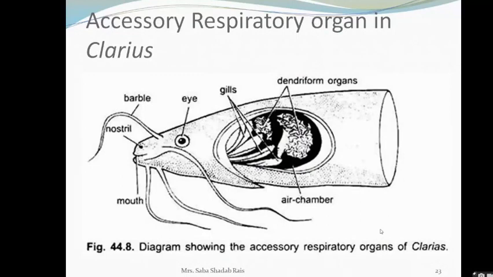The Clarius respiratory organ will be the gills only, but the accessory respiratory organ will be the arborescent organ. So when we talk about the catfish, you will find that they also have the suprabranchial organ, which lies above the gill, and you will find that it is divided into two parts. You will find an arborescent or rosette-like structure. Now this arborescent organ is supported by a cartilaginous internal structure. You will find that this particular area is packed, and this is your operculum part.